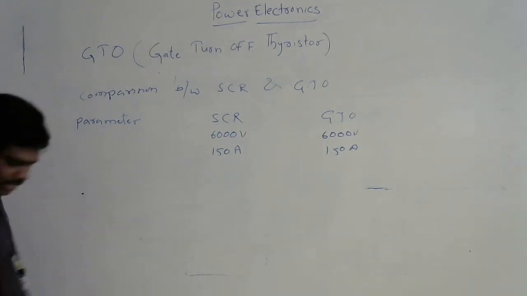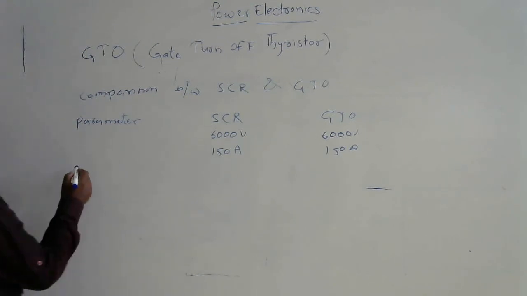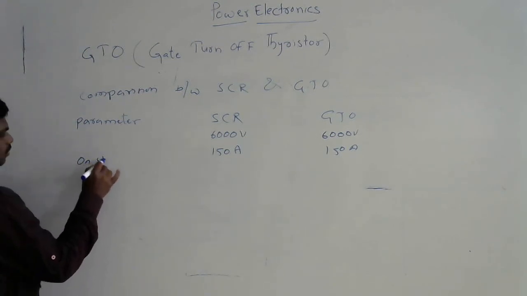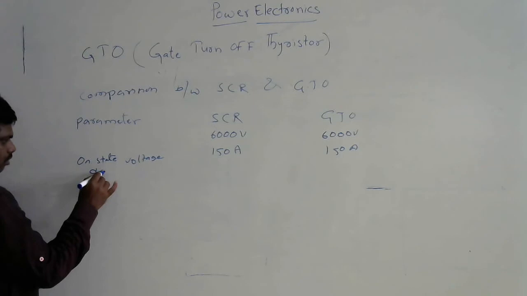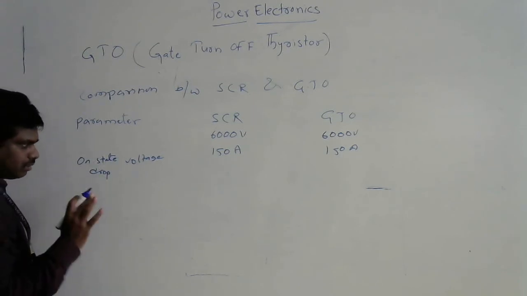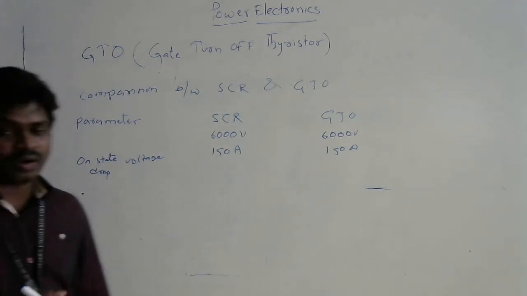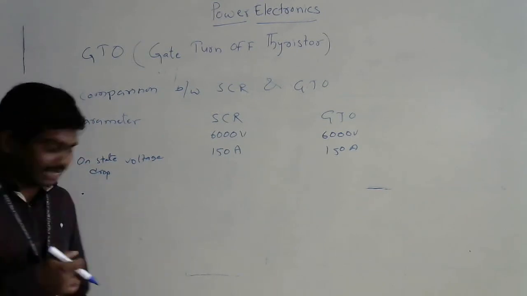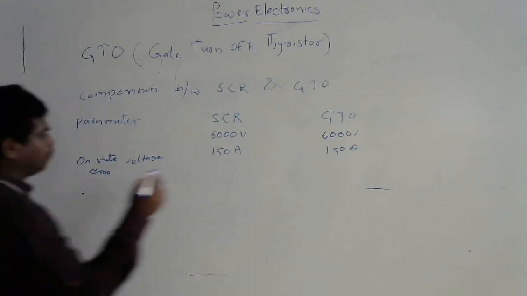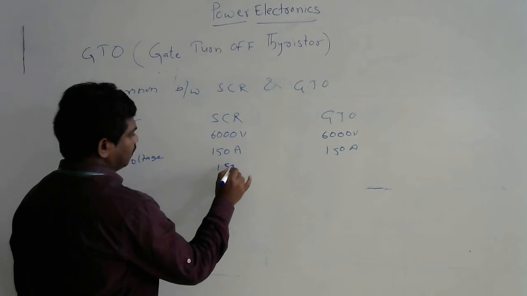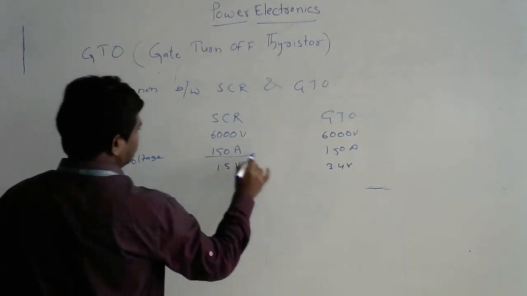The first parameter I am taking is on state voltage drop. Write it very clearly: it is not on state voltage, it is on state voltage drop. If the device comes to the on state, what will be the voltage drop across the device? It is 1.5 volt for SCR and 3.4 volt for GTO. Please remember that.